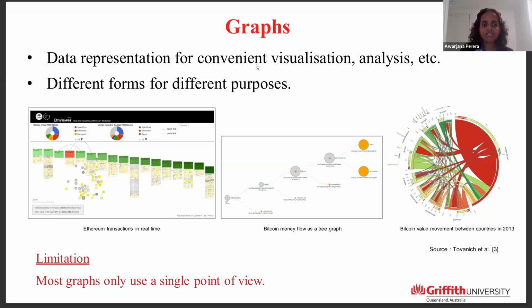So why are graphs so important in visualization? We all know that graphical representation is very convenient to understand. It conveys a lot of information with fewer words in a much simpler manner. And we all know that there are different forms of graphs, and different forms of graphs serve different purposes. So these are some of the graphs that have been recently introduced to visualize blockchain related data.